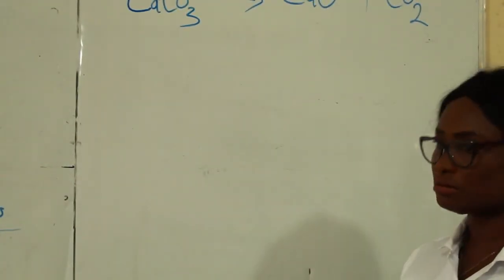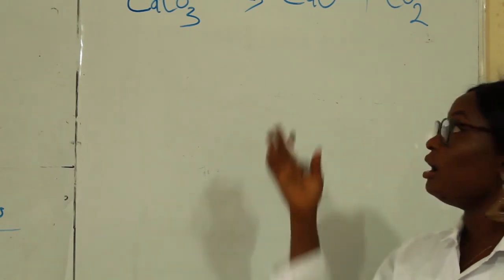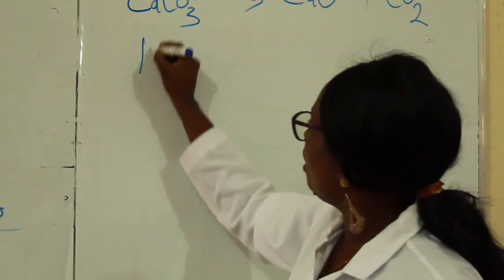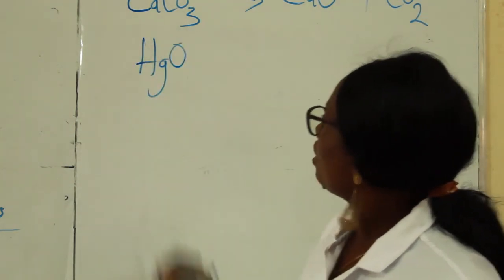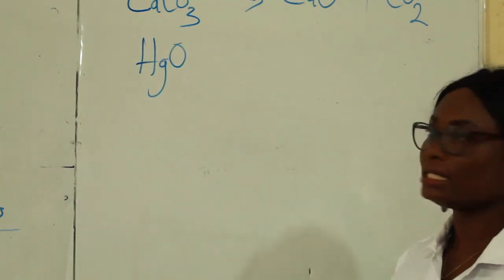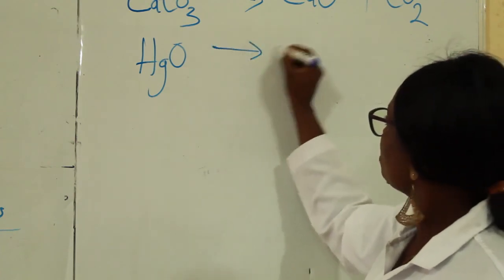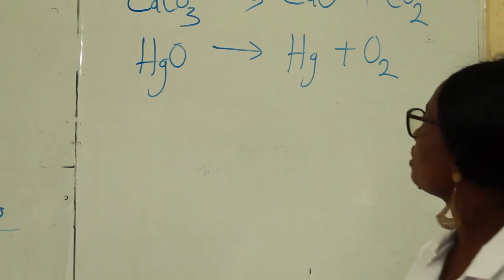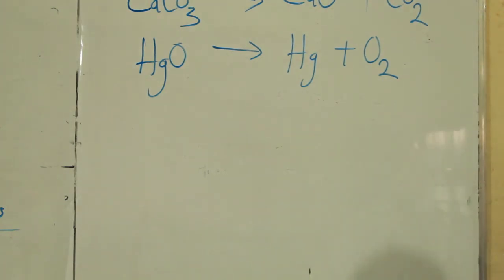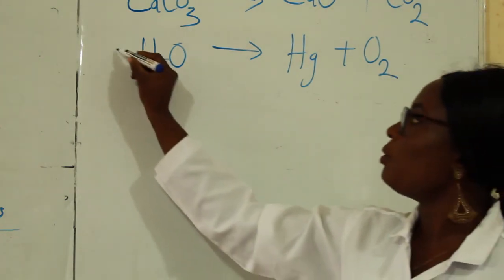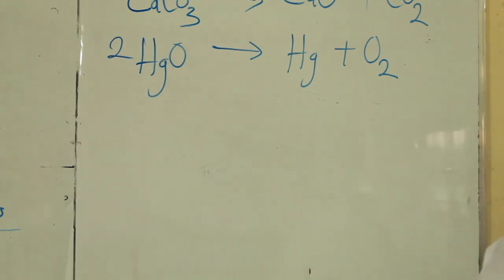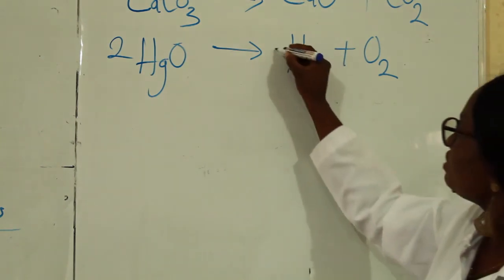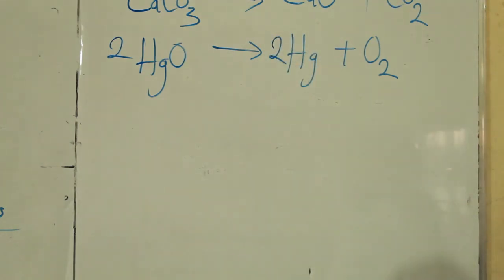Now, looking at it, you can get other examples for this. You can have mercury oxide decomposing into mercury and oxygen. This one is simple to balance. Oxygen is 2 here, 1 here, so we add 2 in front of this. Now, adding 2 changes mercury, so we add 2 here. So the equation is balanced.